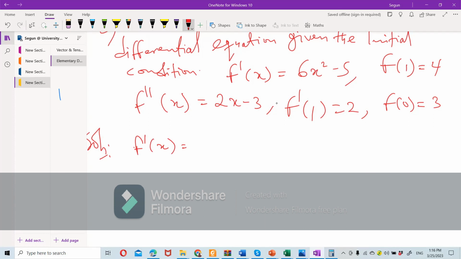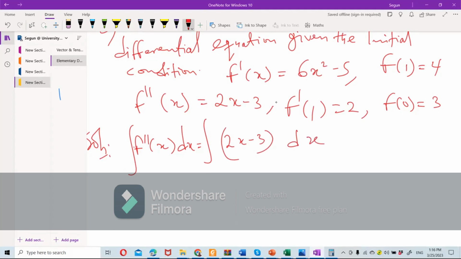So by the time I'm solving it, you won't say, what is this guy saying? So we have f double prime. What is f double prime? It is 2x minus 3. Integrate both sides. d of f prime equals the integral of 2x minus 3 dx. If I integrate this one, it cannot cancel both primes. It can only cancel one prime.